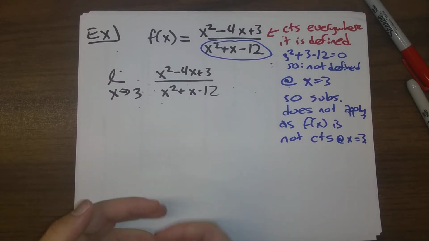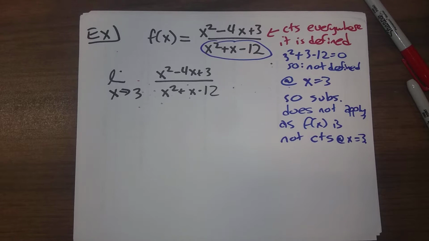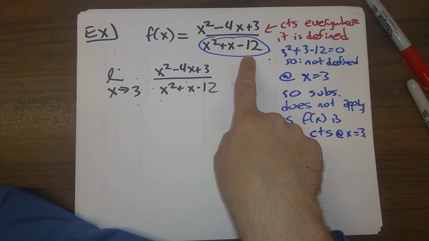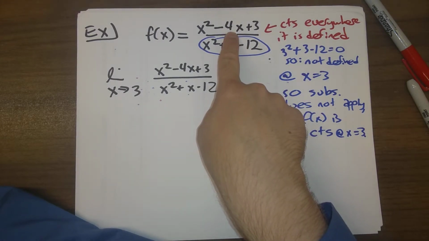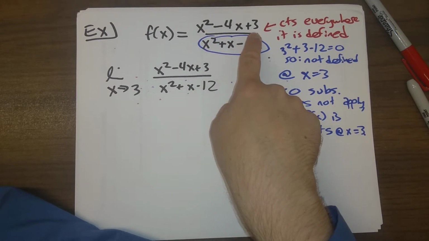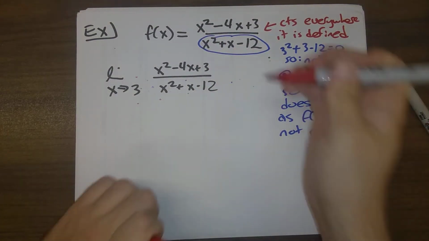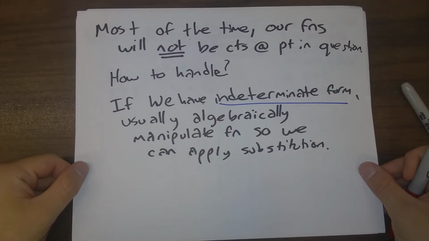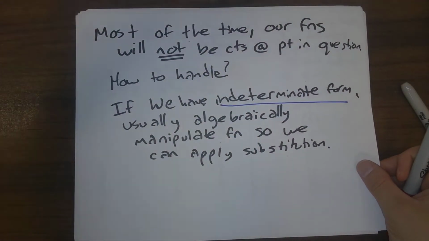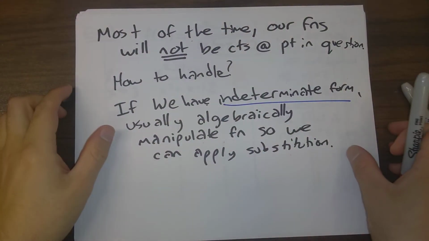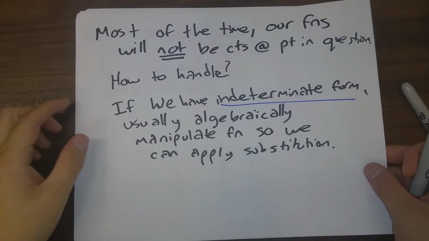Okay, so our obvious thing to do is to apply substitution from continuity. We don't have that. So realize that if we plug in 3 into the denominator, we get 0. But also if we plug in 3 into the numerator, we get 9 minus 12 plus 3. We also get 0. So right now we have a 0 over 0 indeterminate form. So going back to this slide, we see that we have an indeterminate form, like 0 over 0. We want to algebraically manipulate our function so we can apply substitution.